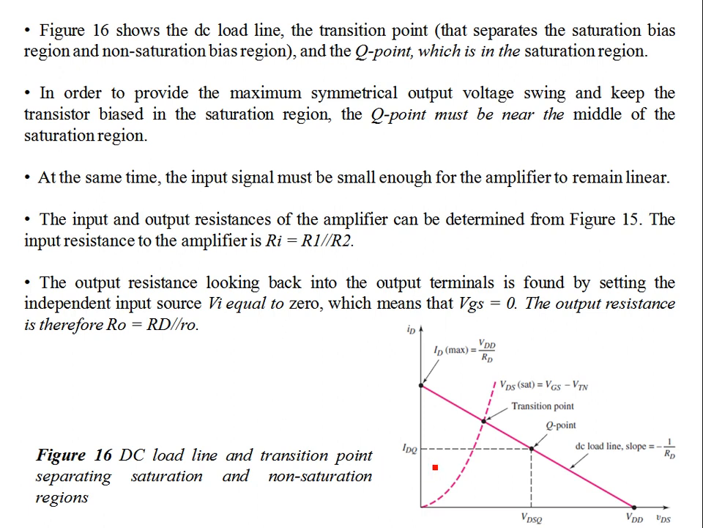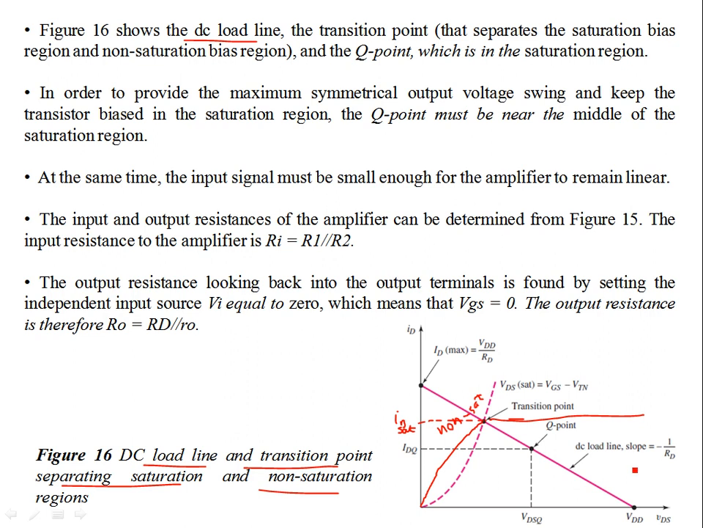Now, figure 16 is a DC load line, and it shows the transition point that separates the saturation and non-sat regions. Here you see this broken pink dotted line, the transition line, separating the non-sat region from the saturation region over here. In the saturation region, ideally, you won't have a dependence on VDS. Your drain current, ID sat, will be independent of VDS. This is ideal.